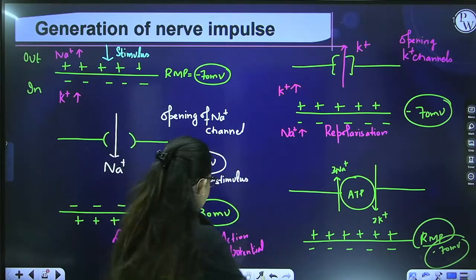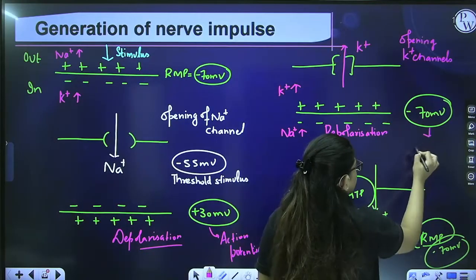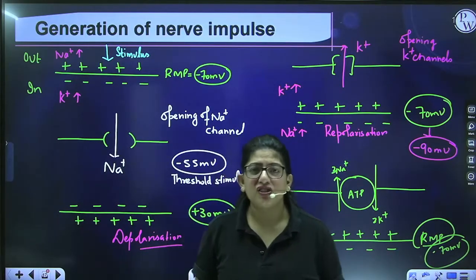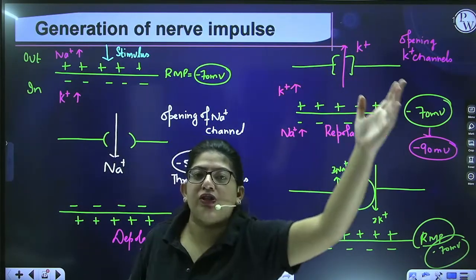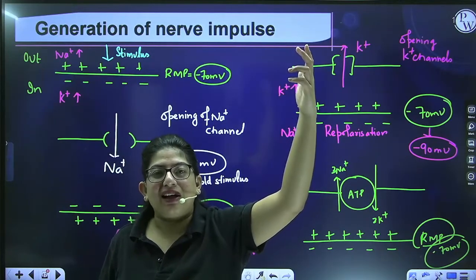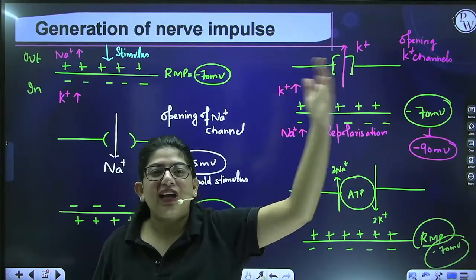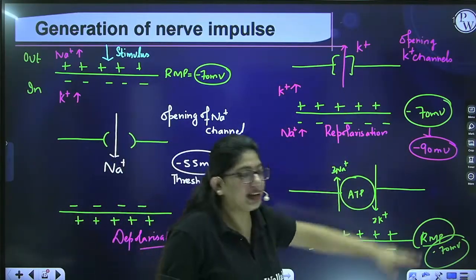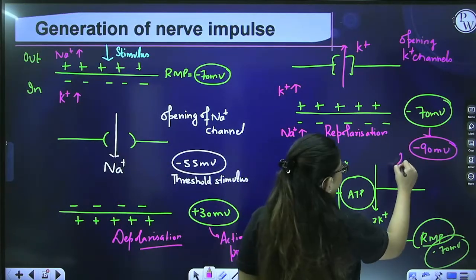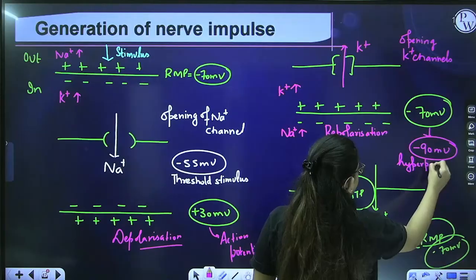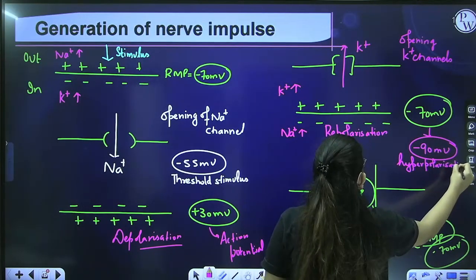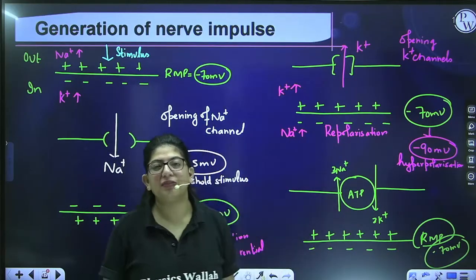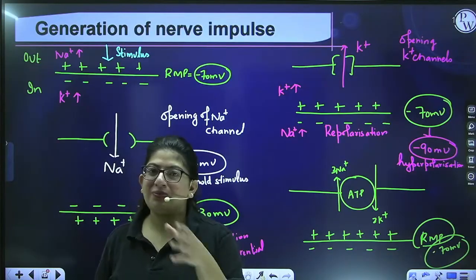Sometimes from minus 70, the charge can also go more negative, around minus 90 millivolt. Sometimes if potassium ion channels have been open for a longer duration, they forget that we have to move back. So they remain open for a long time interval. That stage is known as hyperpolarization. Even if it has entered hyperpolarization, it can get back to resting membrane potential in a similar manner, that means by the use of the sodium potassium ATPase pump.